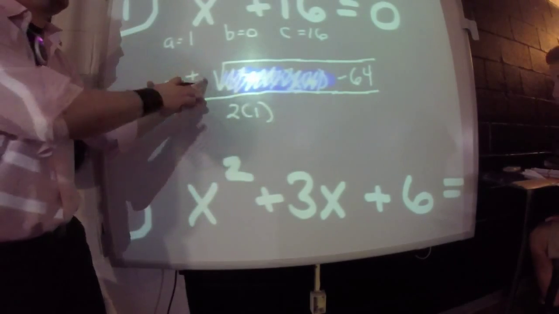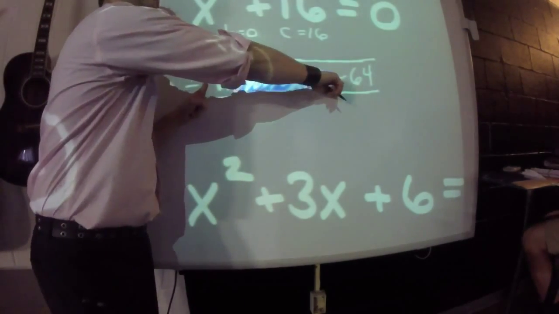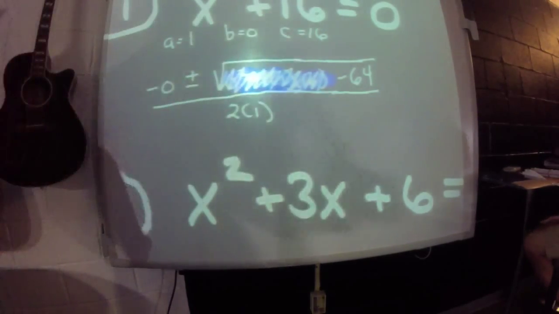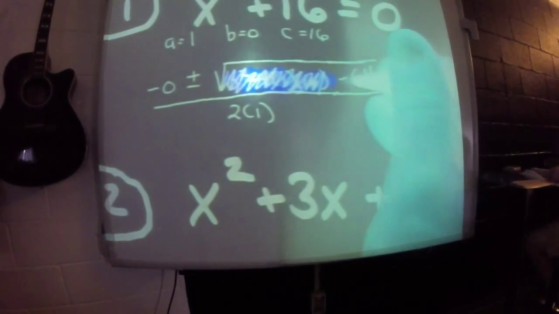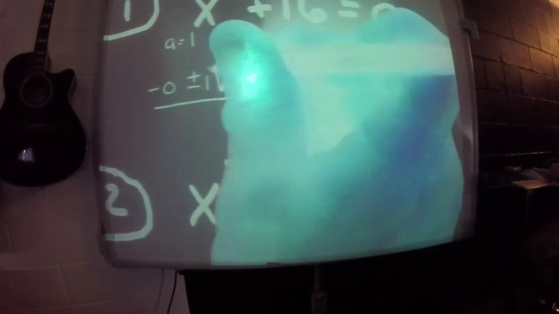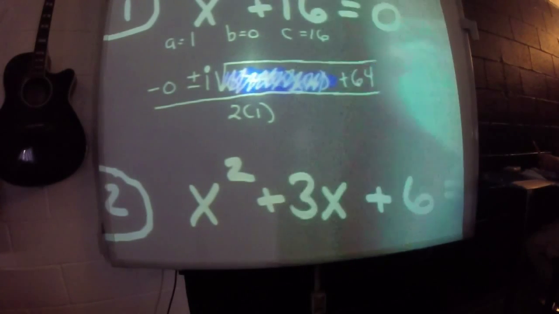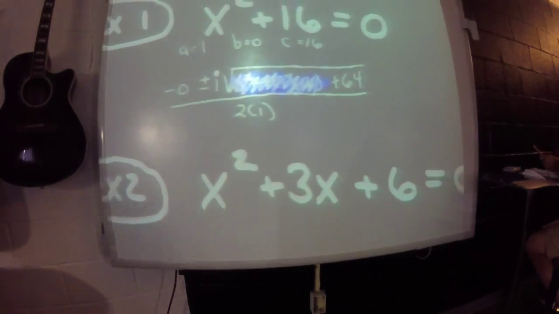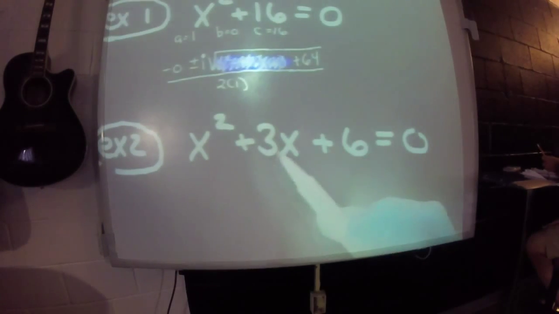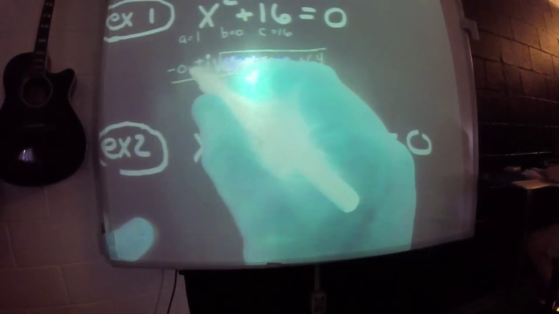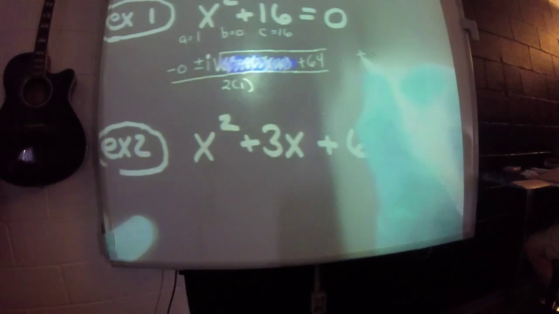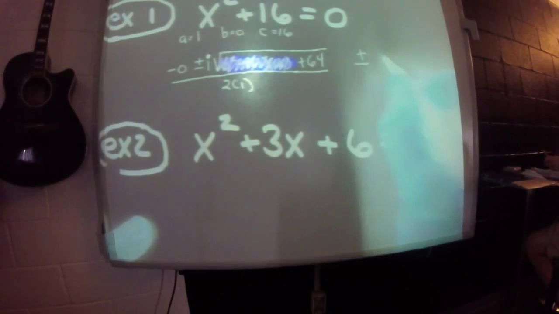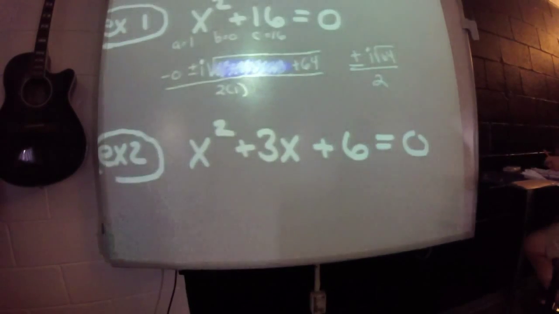Put an i right here and then turn that into what? Positive. So when you have a negative under a root, it's not a real number, so you put the i right here and change it to positive. And now what you really have is 0 plus or minus, so I don't really need the 0. I'm just going to say plus or minus i square root of 64 over 2.